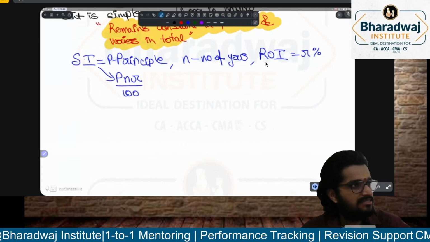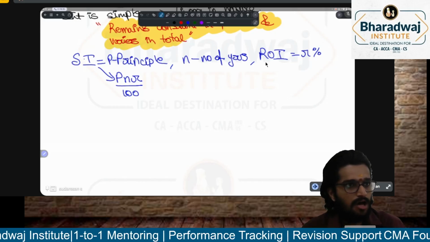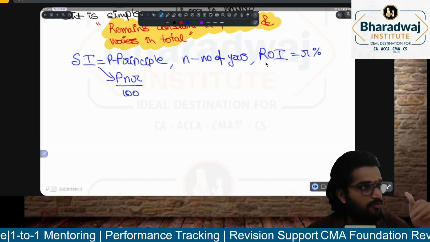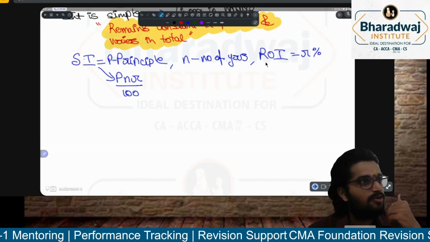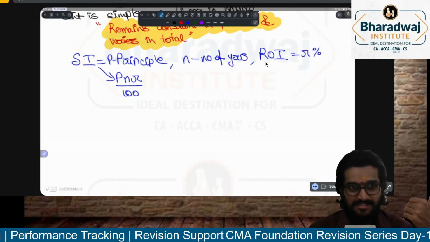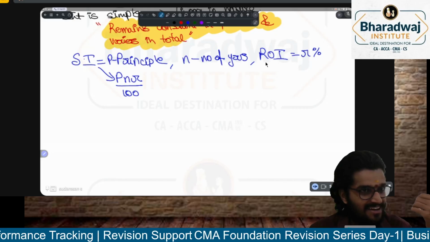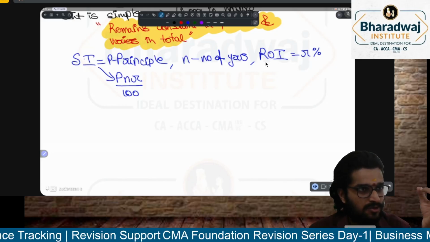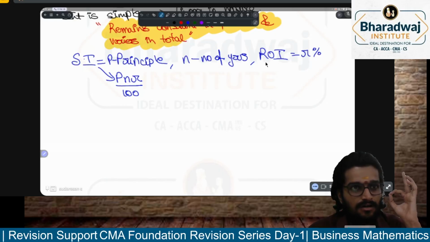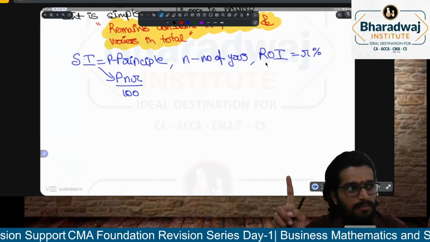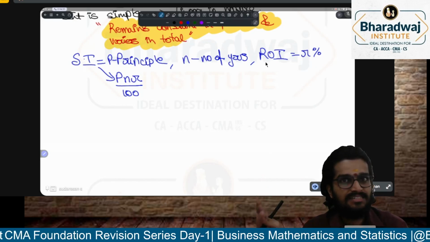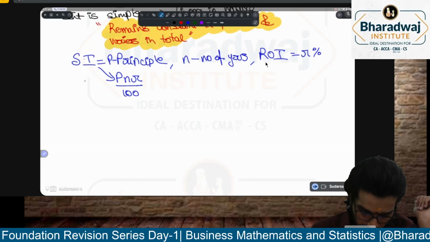If it is for 2 years, P into 2 into R percentage or R by 100. If it is for 3 years, P into 3 into R percentage. If it is for 4 years, P into 4. So, the year only changes, whereas principal and rate of interest remain constant. What is the one and only part which is changing? Years. So, the one and only variable terms, years and total. Others remain constant. This is the formula for simple interest.